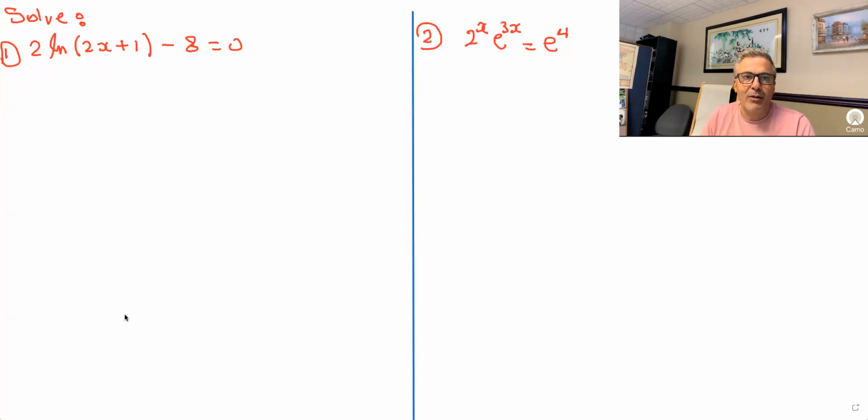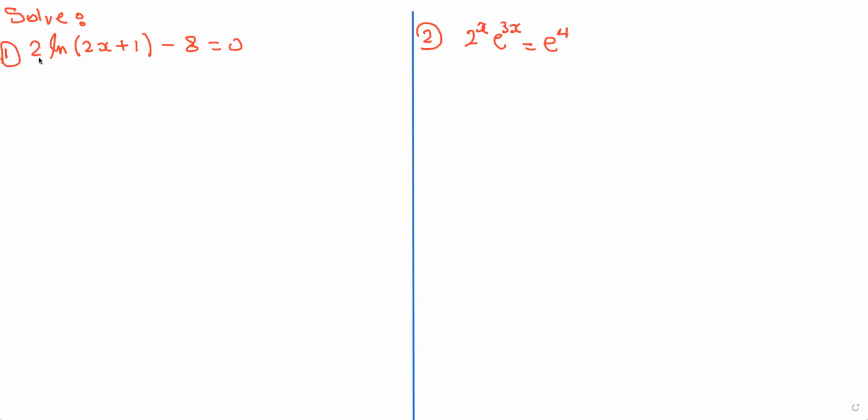And here we go, we're going to start doing these questions. So here is the first one. It's 2 ln of 2x plus 1 minus 8 equals 0. They want us to solve this. So the first thing we should do, we should move the negative 8 to the other side, becomes positive 8. So we'll have 2 ln 2x plus 1 equals 8.